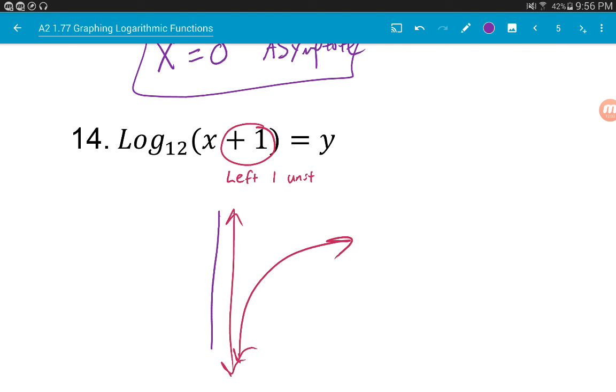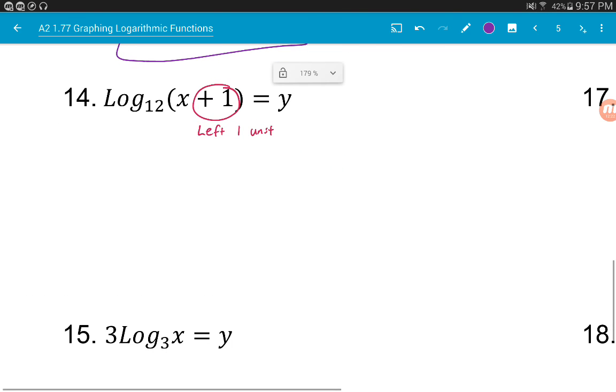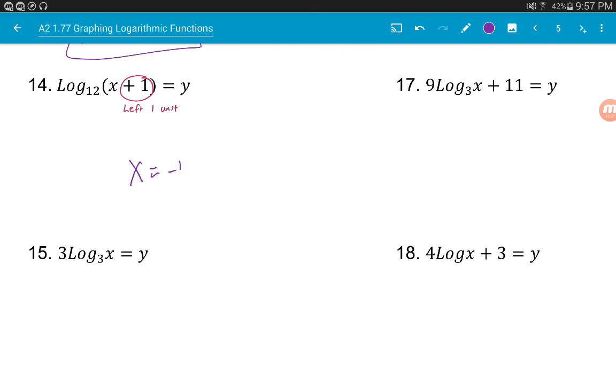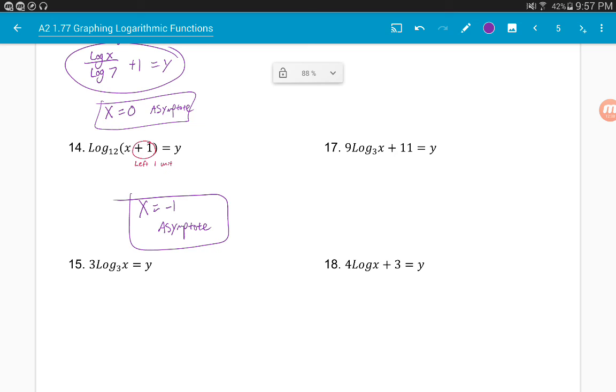So I would instead get an asymptote that looks like this, and now we get a function that looks like this, and my asymptote would be x equals -1. That would be my asymptote because of the left shift 1 unit. You can check the table to be sure that that is indeed the case. So x equals -1 is my asymptote. And you could work on the rest of them to find values on these functions. So good luck.